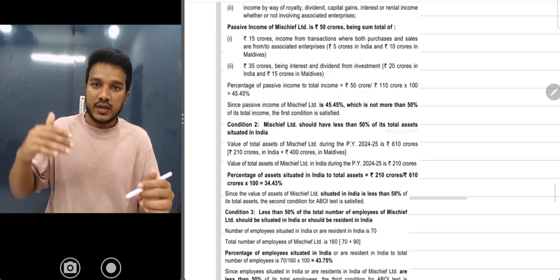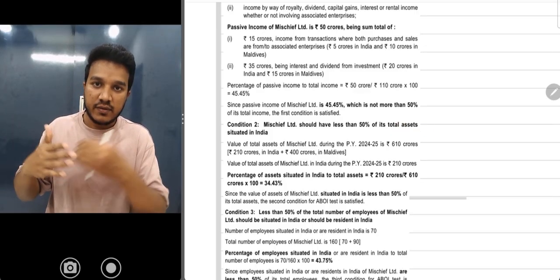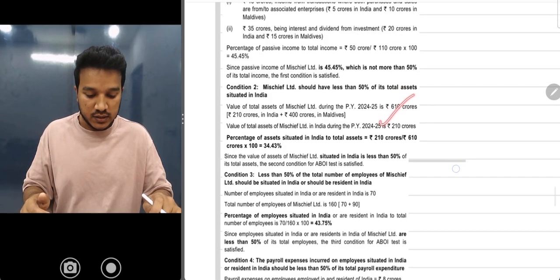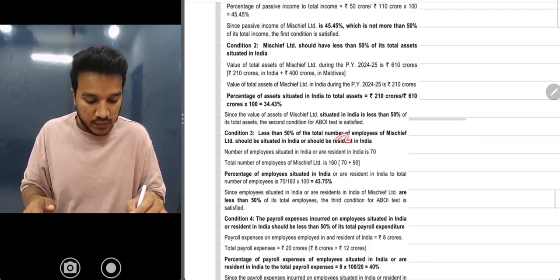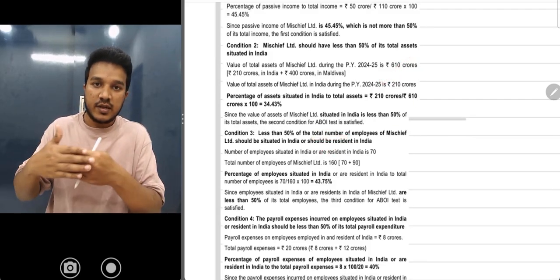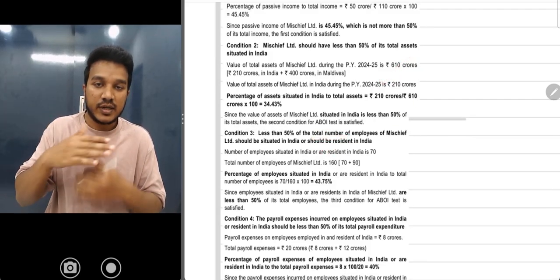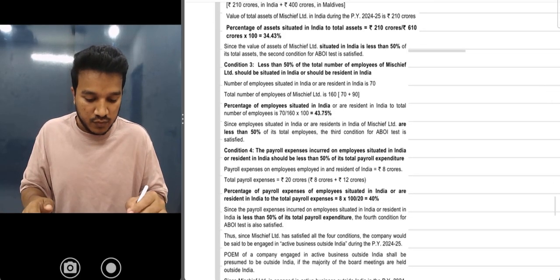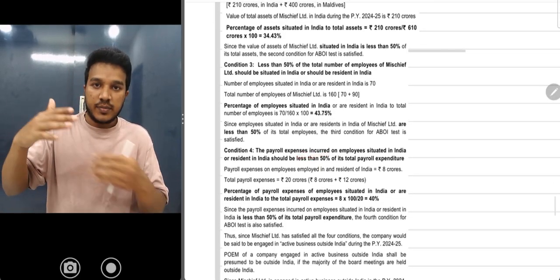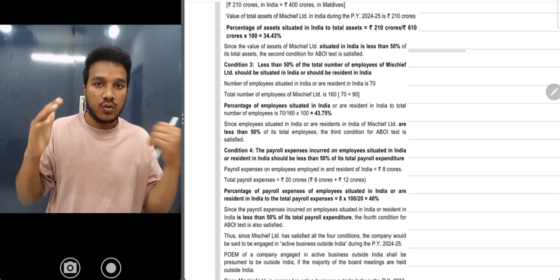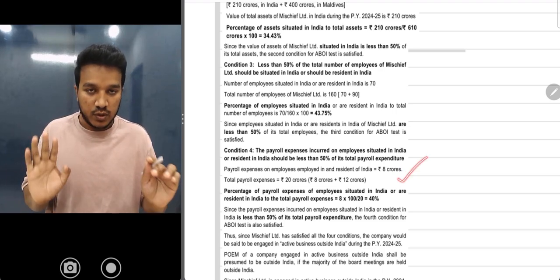Second one, you should calculate how many assets are there in India divided by total assets. And then the other one is total number of employees, same: how many employees are there in India divided by total number of employees. And then the fourth point is payroll expenses. Payroll expenses for Indian employees divided by total payroll expenses. So your fourth point also will be done.